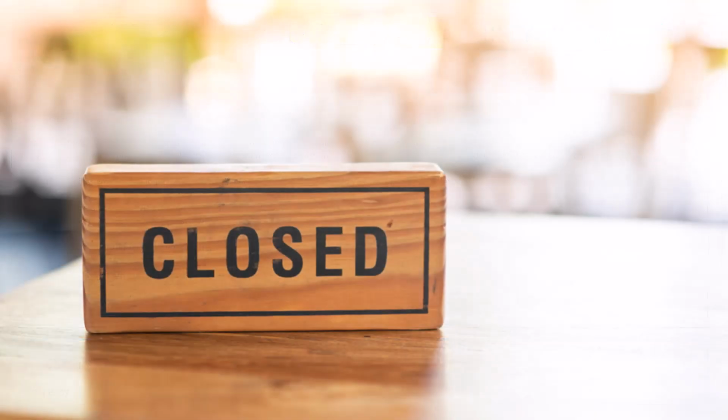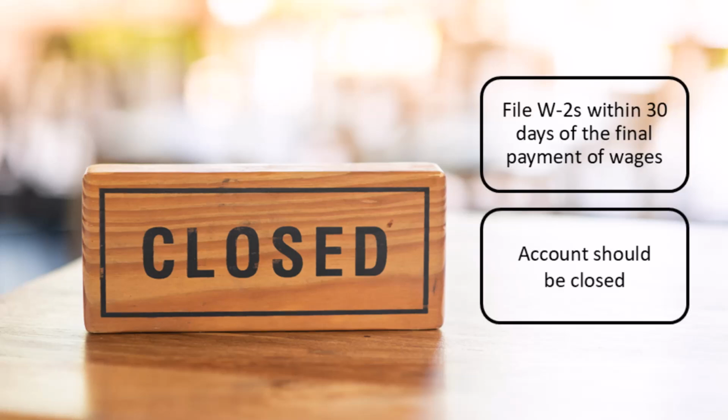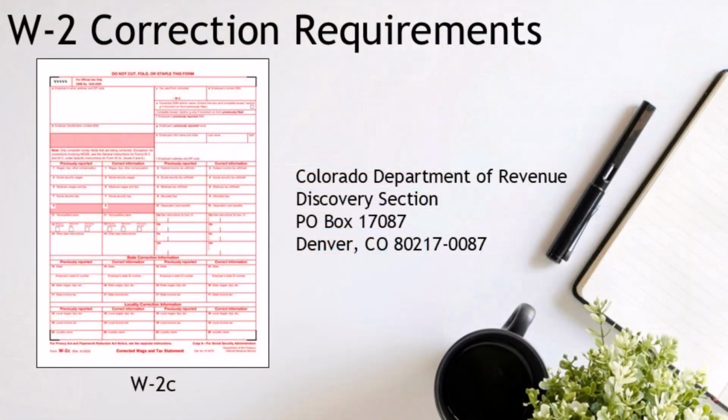An employer that goes out of business, dissolves, merges into another corporation, no longer has employees, or otherwise ceases paying wages, must file W-2s with the department within 30 days of the final payment of wages. After the final return is filed and the W-2s are submitted, the account should be closed. An account can be closed through an established Revenue Online login or by submitting a DR1108 Business Tax Account Closure Form.